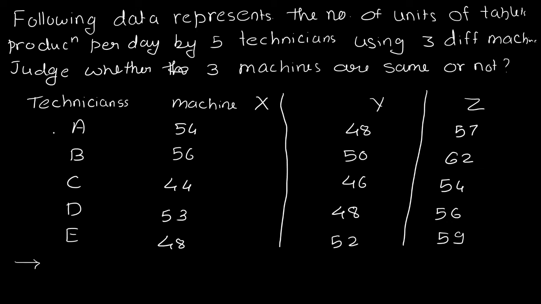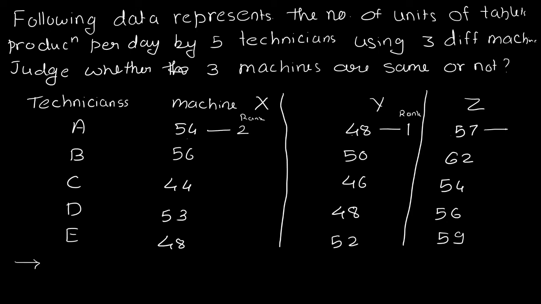Now let's see for technician A, that is, the first observation of each sample. Out of 54 of X, 48 of Y, and 57 of Z, which is the smallest number? The smallest number is 48. Only of these numbers we are checking. So I will allot this rank 1. Then the next smallest is 54, so I will allot rank 2 to this.